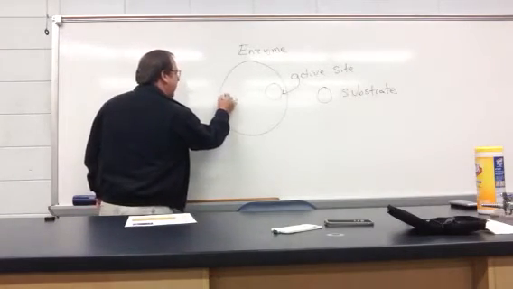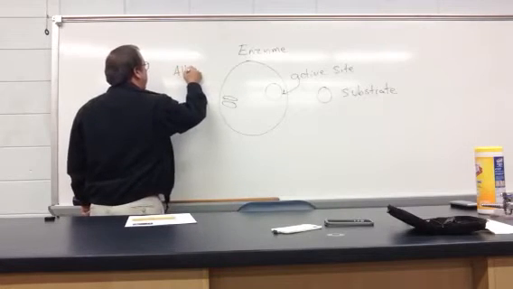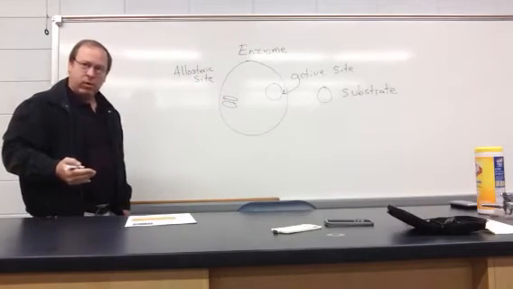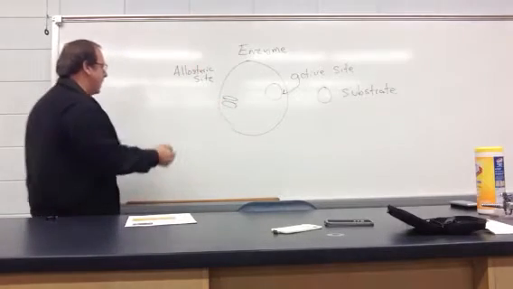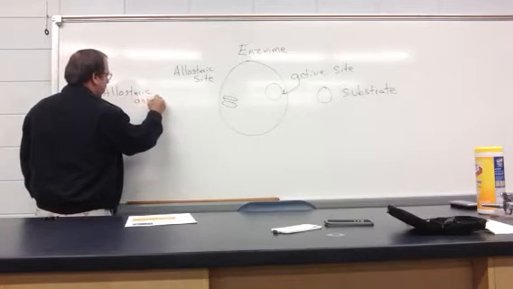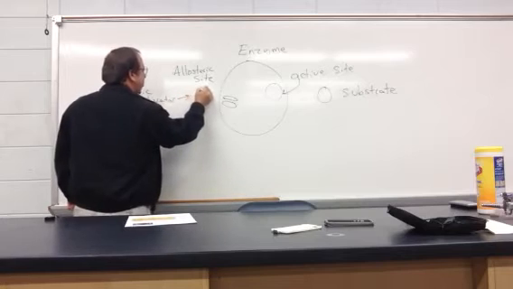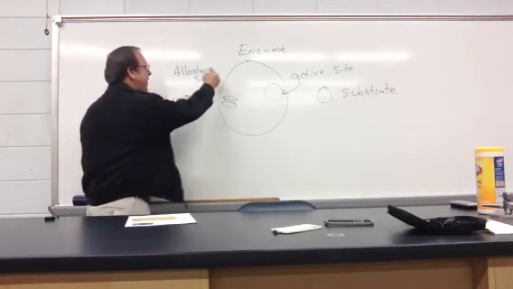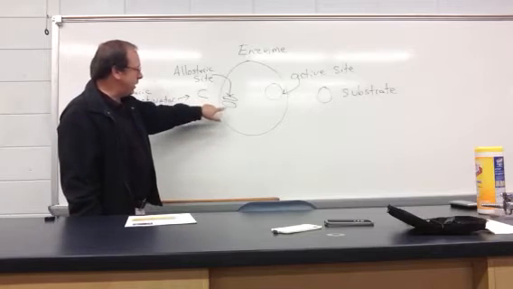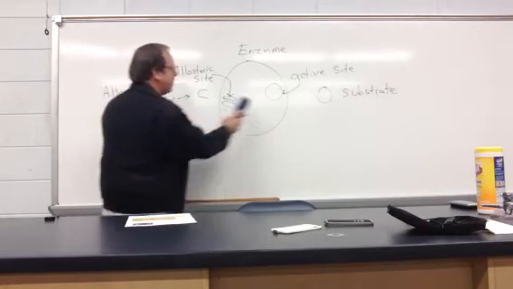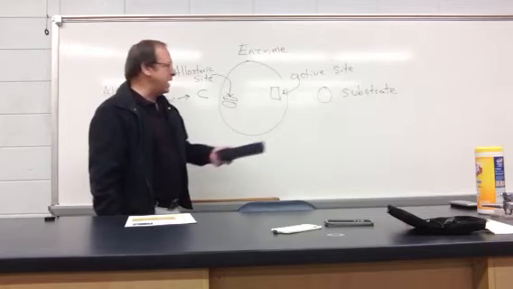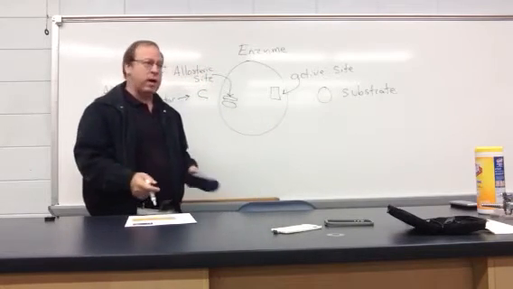There is another site on enzymes that is called the allosteric site, which is where an allosteric activator or inhibitor will bind with the enzyme. In the case of an allosteric activator, it will plug into the allosteric site on the enzyme. If the allosteric activator is not plugged into the allosteric site, then the active site of the enzyme will not be the right size to receive the substrate, and the reaction will not occur.